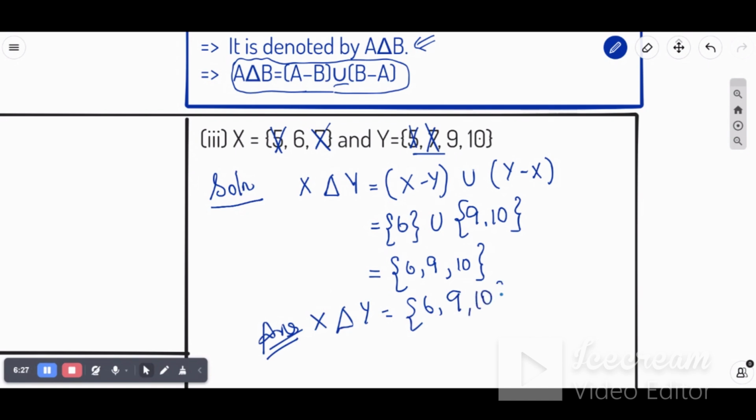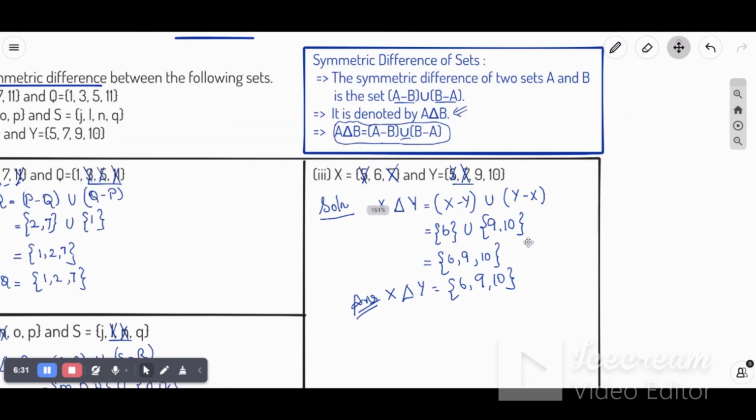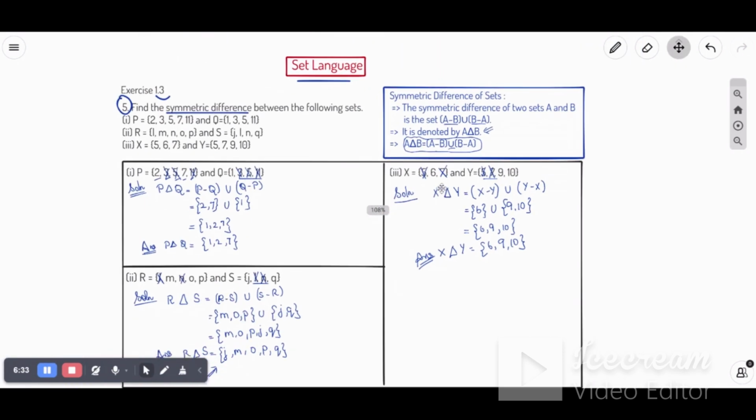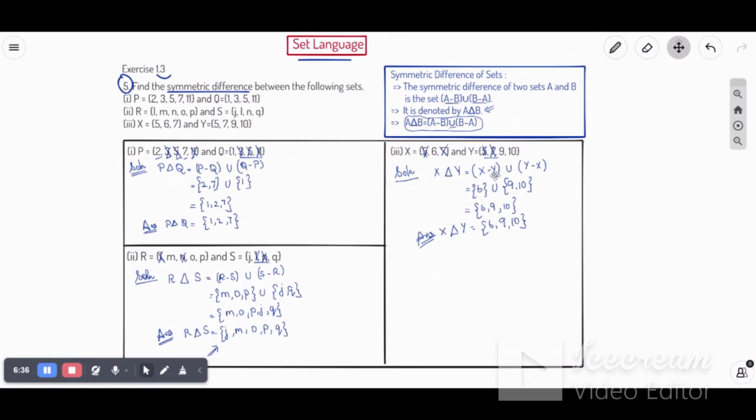So this is the answer. This is how we found the symmetric difference. The only thing is you have to know the meaning of symmetric difference between the sets. Just apply the formula and go ahead.